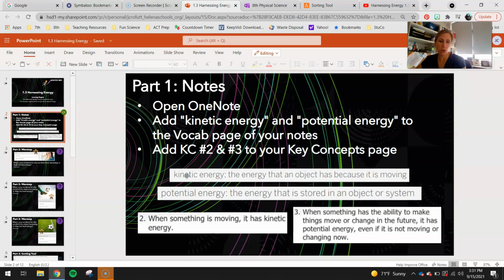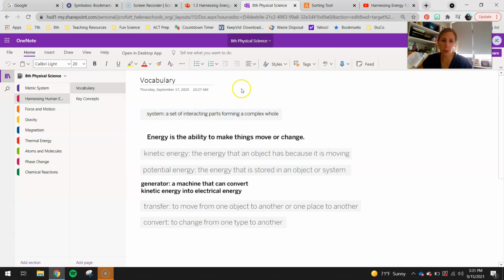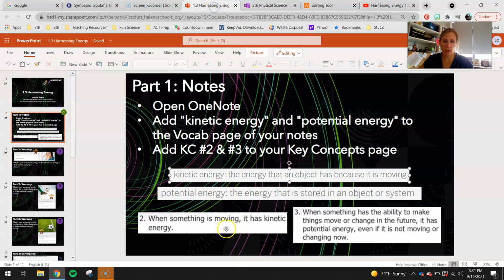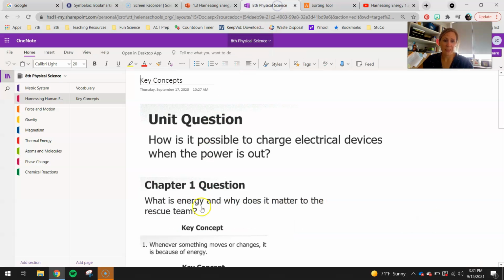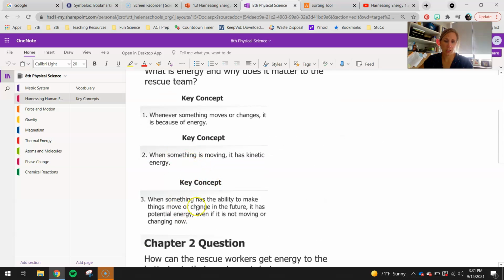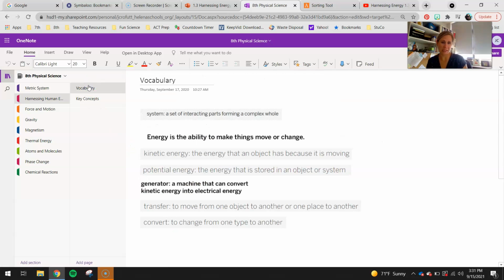First, to your vocab page, you need to add kinetic energy and potential energy. As a recap, you can just click right on that picture, hit Control-C to copy it, and then when you pull up your notebook, click and hit Control-V to paste it. You can see I already copied and pasted kinetic energy and potential energy in there. And then for your key concepts, today you're going to add key concept 2 and key concept 3. Again, you just click on that, Control-C copies it, go into your key concept page, and here's 2 and 3. So let's review those two things.